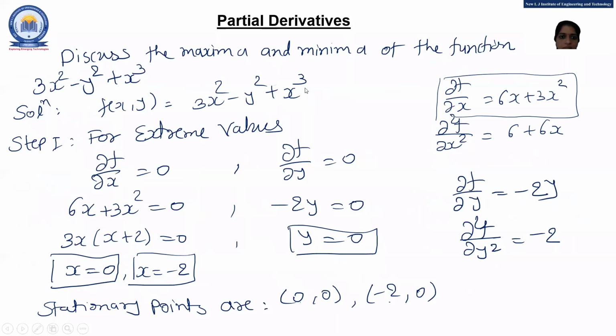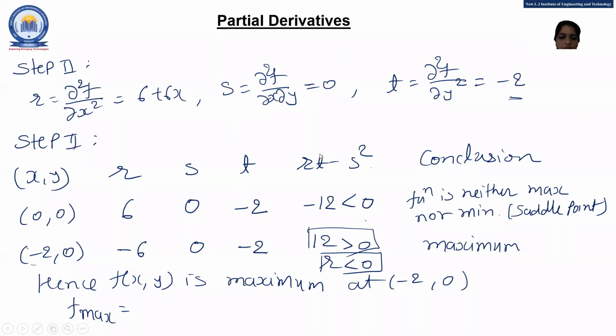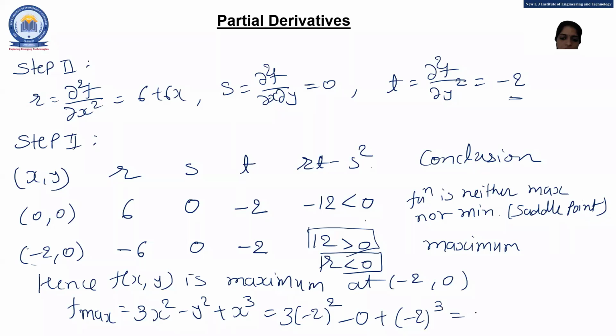This is 3x square minus y square plus x cube. If I substitute -2 in place of x and 0 in place of y, that is 3 into (-2) square minus 0 plus (-2) cube. So my final answer is 4, and the maximum value of the given function at the point -2, 0 is 4.